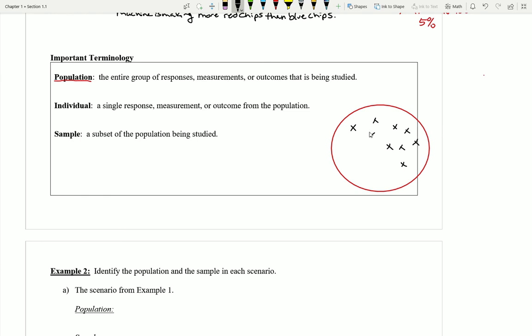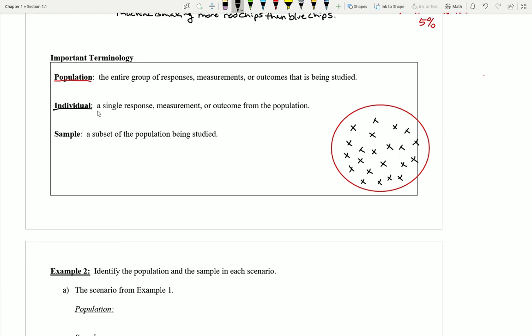An individual is exactly what it sounds like. Like if I said, get an individual friend's name, right? That would be a single friend of yours, and you'd state their name. You know, get an individual chip out of the bin. Let's go grab one chip. So an individual is just a single thing that you're measuring. A single chip, a single car, a single blanket, a single pen. You know, it could be really anything.